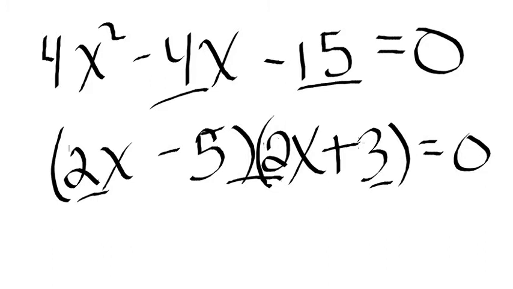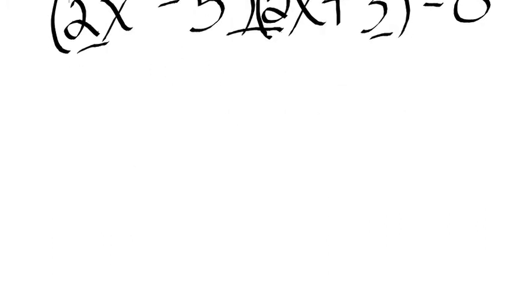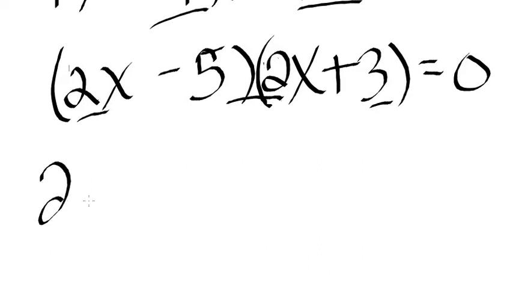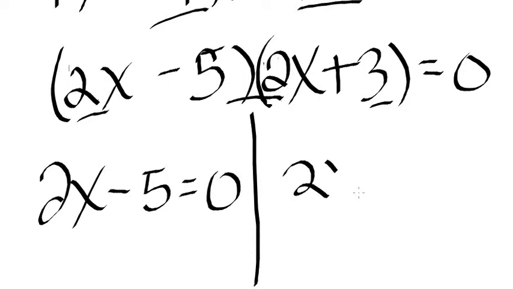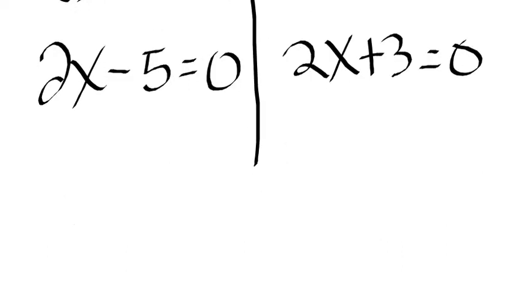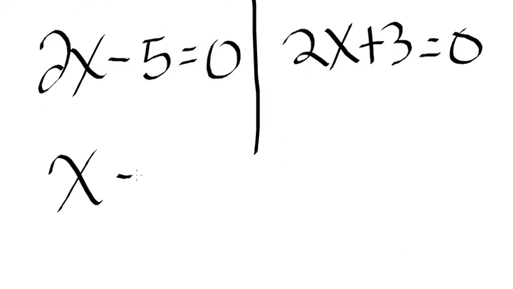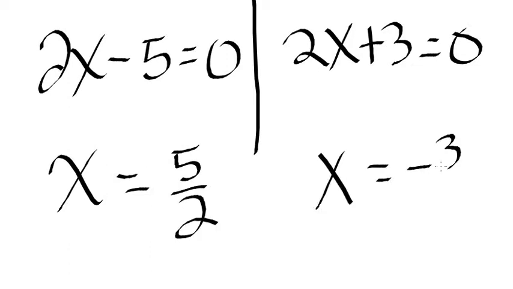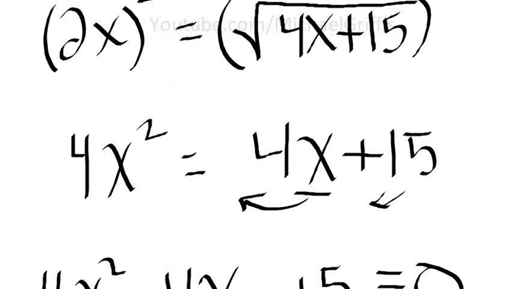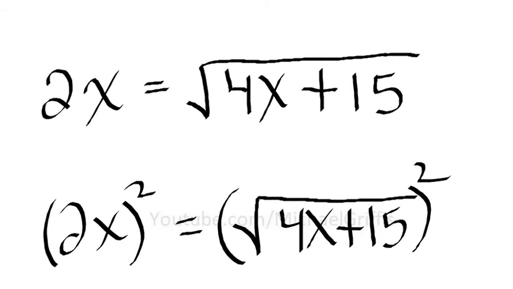Yep. So now what we'll do is set each one of these equal to 0. So 2x minus 5 equals 0. Solve for x. 2x plus 3, set that equal to 0. Solve for x. In this one here, we're going to have x is equal to 5 halves, and x is equal to negative 3 over 2. So what I said, you got to always go up and check it in here.